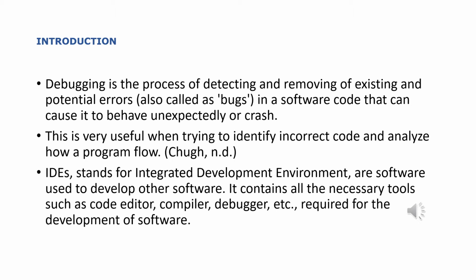Basically, what is debugging? It is a process of detecting and removing existing and potential errors, known as bugs, that are enclosed in the software code and can cause it to behave unexpectedly or crash. Additionally, it is very useful when we have to identify wrong code or analyze how the program flows.